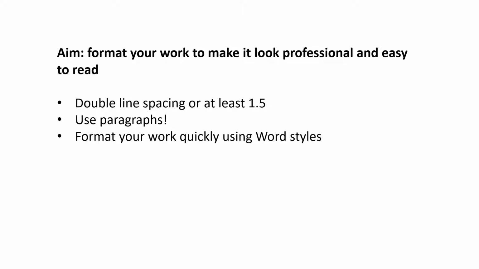What you want to do when you submit any fiction, whether it's to the university or for publication, is to make it look professional and easy to read, like you know what you're doing. So the basic principles are you want to double line space or at least use 1.5 spacing. Use paragraphs. They are there to help the reader and to help you as a writer organise your thoughts. And all the formatting you can do quickly and easily using Word styles, and I'm going to show you how to do that.